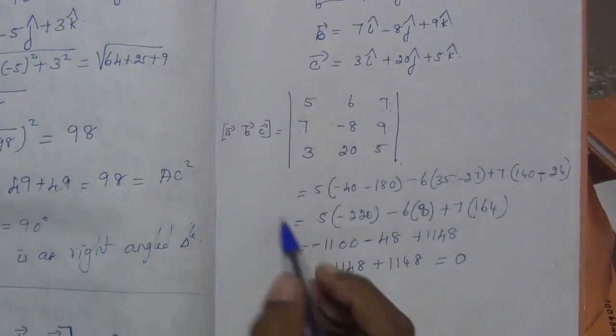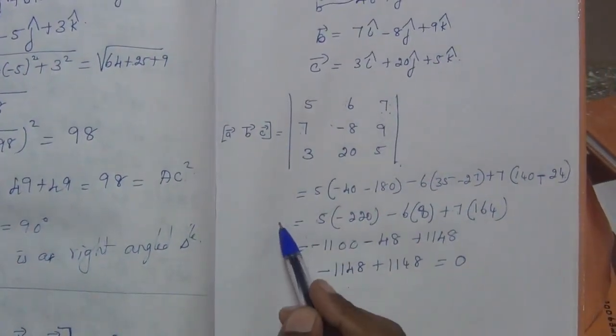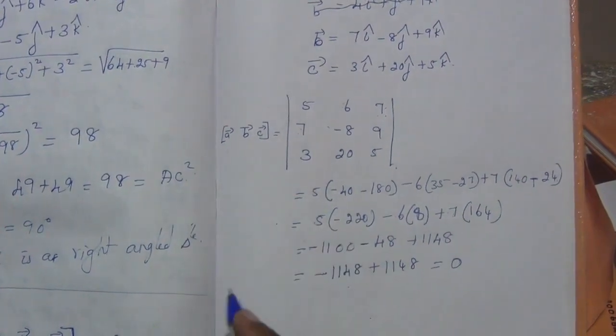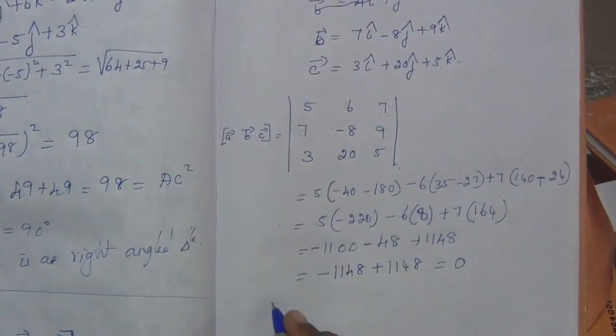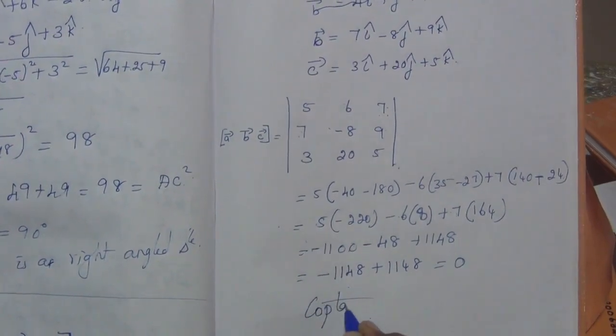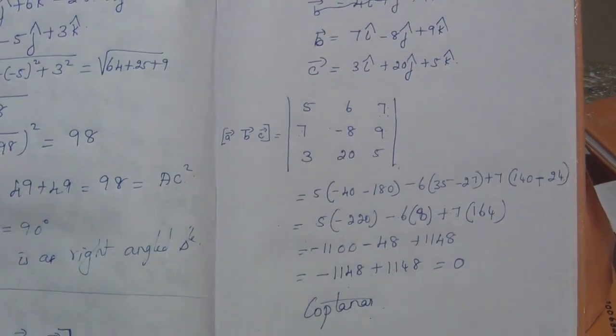This is a simple way. The same thing we will see in the 12th standard vector algebra chapter. The same formula we will be using there. So now we can write that the given vectors are coplanar. The given vectors are coplanar.